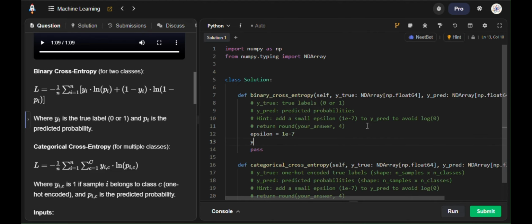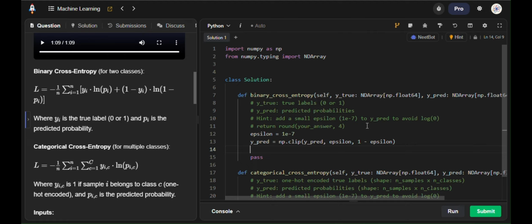Then we will be clipping all the prediction values between epsilon and the original values. As you can see, we use the clip function in the numpy module: epsilon comma 1 minus epsilon. So we have clipped all values so that we don't have values lesser than 0. What happens is log can't be calculated for negative values. That is why we have used clipping and epsilon here.